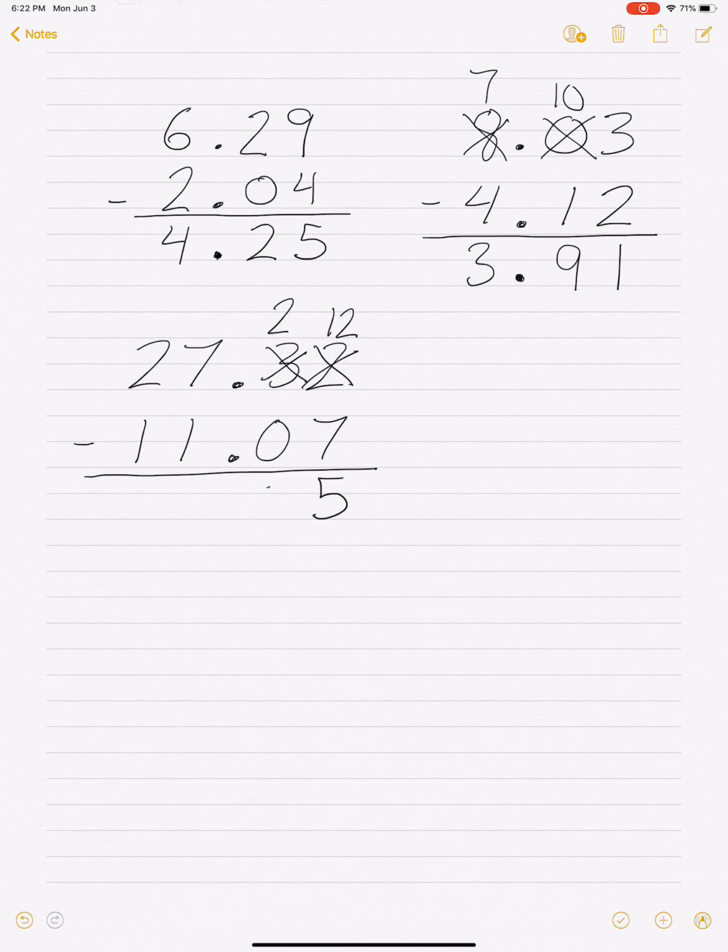2 minus 0 is 2. Bring our decimal right below our other decimals. 7 minus 1 is 6. And 2 minus 1 is 1. So our answer is 16 and 25 hundredths, or if you like to talk in dollars and cents, $16.25.